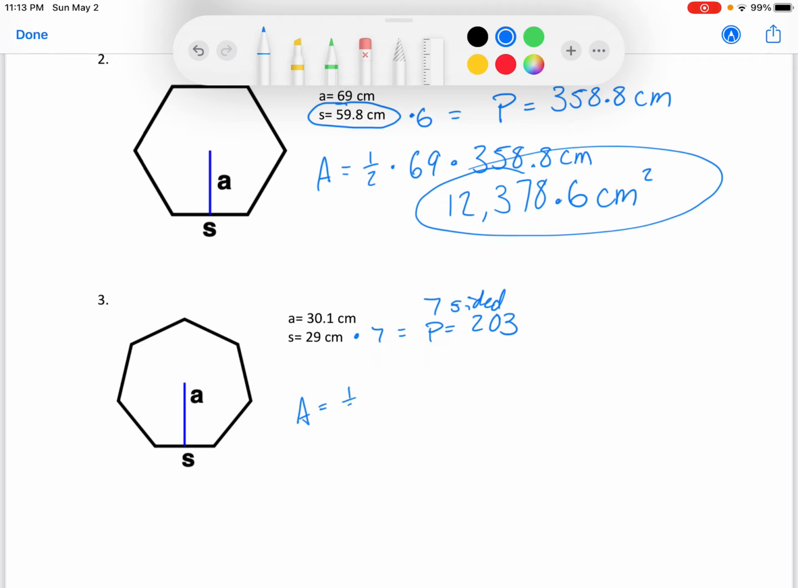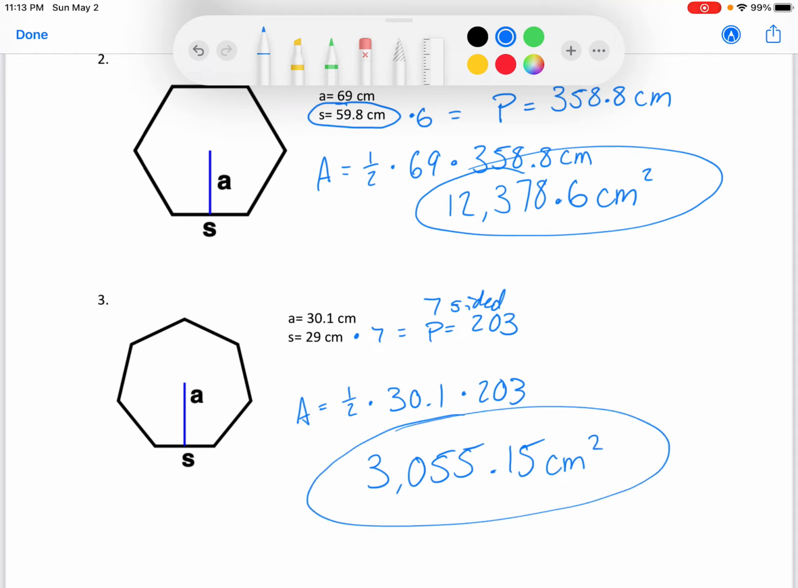Now we plug it into our formula. Area equals 1/2 times the apothem, which is 30.1, times our perimeter, which is 203. And we're going to do some handy dandy calculator punching, and we get 203 times 30.1 equals, divided by 2 equals, and we get 3,055.15 centimeters squared.